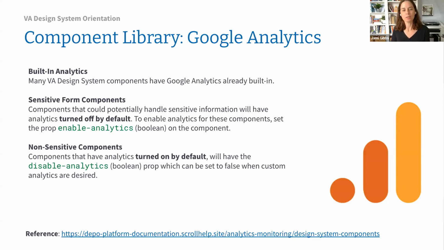The other group of components are non-sensitive components. These will have analytics turned on by default. These are things like the VA link or VA telephone, I believe, which is just a static thing. There will, though, be a disable analytics prop, which you can set to true if you would like to take over those analytics and do something custom. That would avoid duplicate analytics being fired.